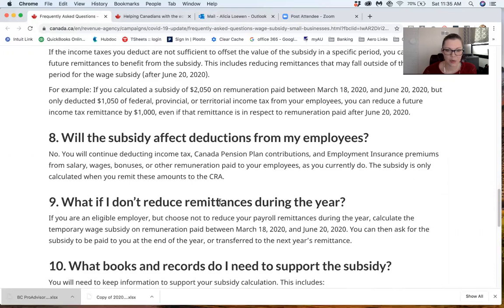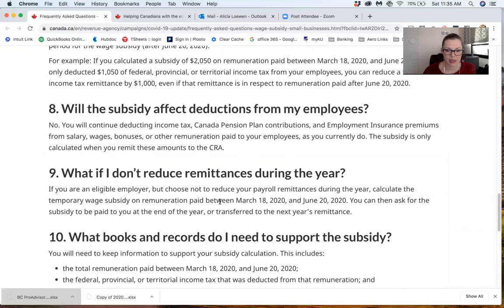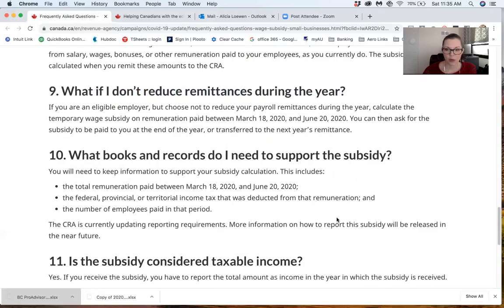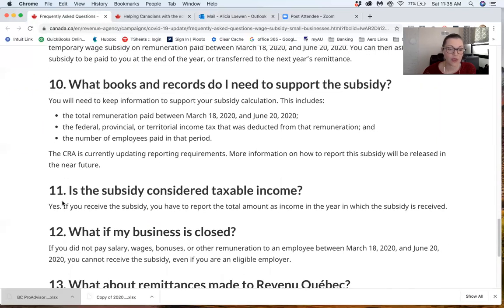Will it affect deductions from your employees? Nope. No effect to the employees. Their pay stubs are still exactly the same. This is just saying if you forget to do it now, you can claim it at the end of the year. Sure, but it would probably be more helpful if you can get it right now. Records, and so on.